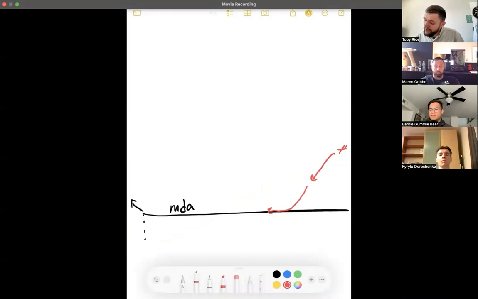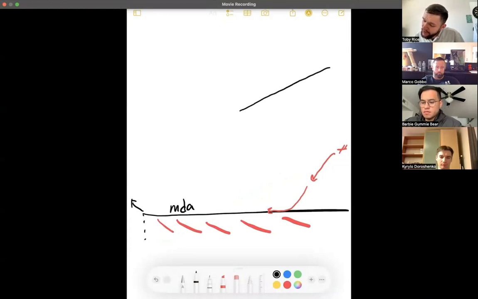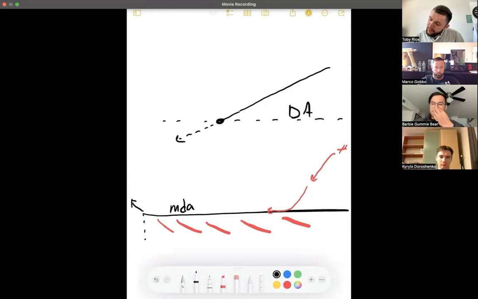However, you don't want to go below the MDA. A decision altitude is different. We fly our glide slope all the way until we reach a certain altitude, which is our decision altitude, at which point we get to that altitude and we say, okay, I must make a decision. Do I continue down or do I go around?